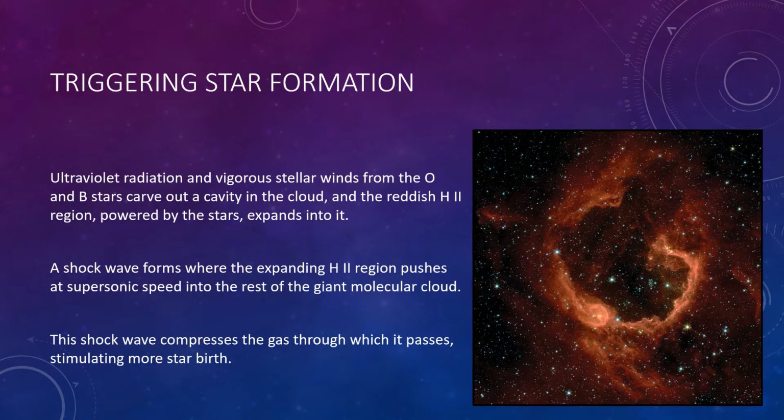So we know that a cloud must collapse in order to form these stars. So how is that triggered? It doesn't just randomly start to collapse. Typically something has to happen to the cloud.